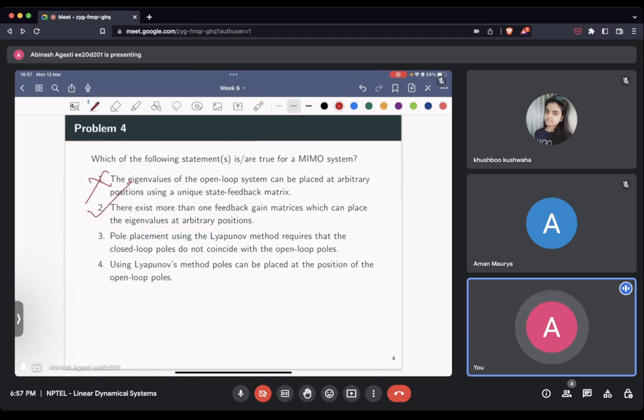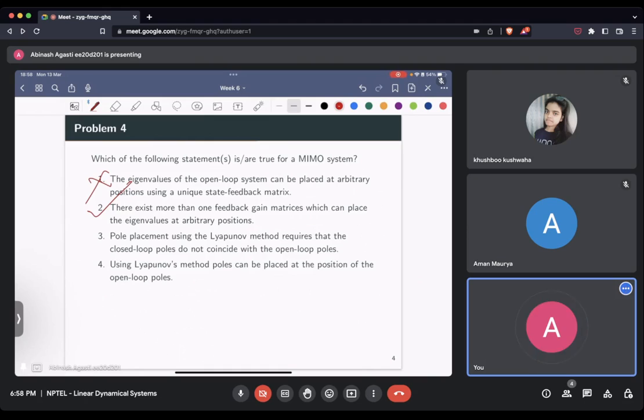We saw in MATLAB that by changing the value of the V vector in the cyclic design method, we get two different feedback gain matrices, and that is perfectly fine. There is no uniqueness for MIMO systems.